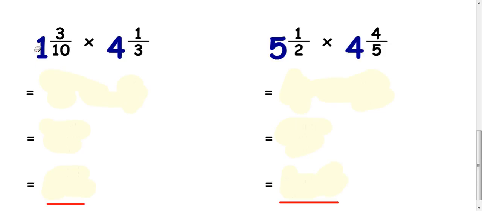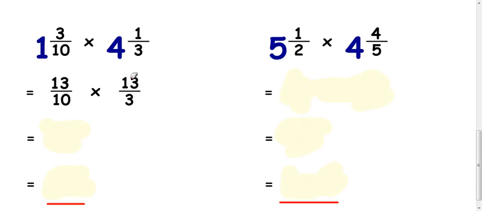Right, let's look at this one here. 1 3/10 times 4 1/3. So top-heavy fractions. 10 times 1 is 10. Add the 3, 13 tenths. 4 times 3 is 12. Add the 1 is 13 thirds. So I'm looking diagonally to see if I can cancel anything down. 13 and 3, they're not in the same times table. 10 and 13, I can't in this case.